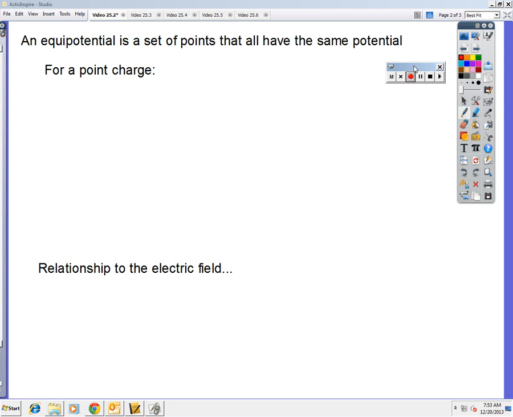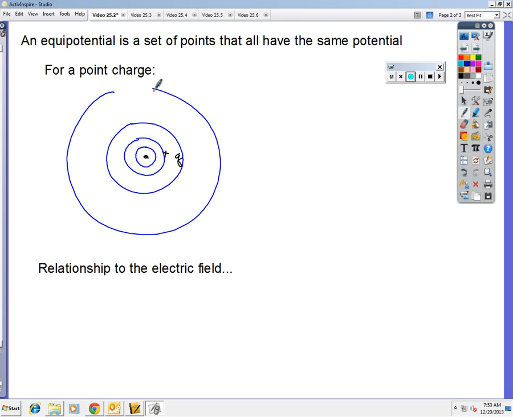And so let's say you've got a point charge. Well, there's our point charge plus Q. All the points with the same potential are circles. And those circles start out closely spaced and get farther away.